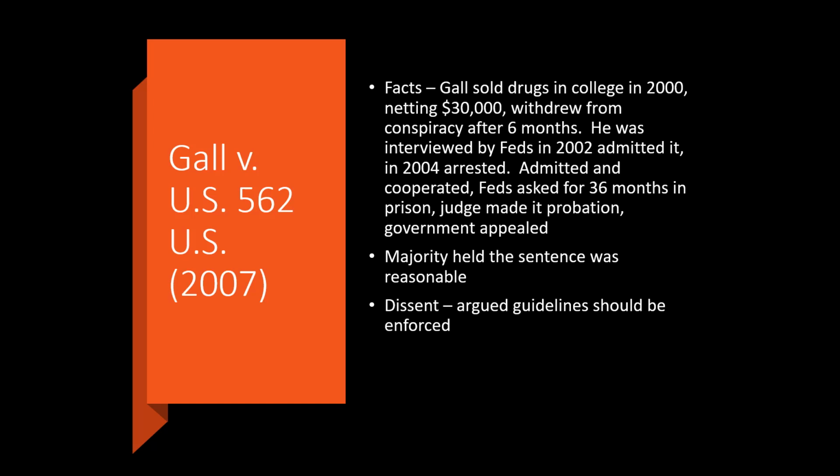The federals, the prosecutors, said, we want 3 years in prison for this, even though he had admitted to the crime, cooperated. The judge said, we're going to give him probation. Now at this point, the sentence has already occurred. You're not going to overturn the conviction, but the government can appeal the sentence, which is what they did. The majority in this case, the Gall majority, which was Stevens, said the sentence was reasonable. The dissent argued, nope, you should have followed the guidelines. That was primarily Alito. Alito's very pro-prosecutor and very pro-guideline.